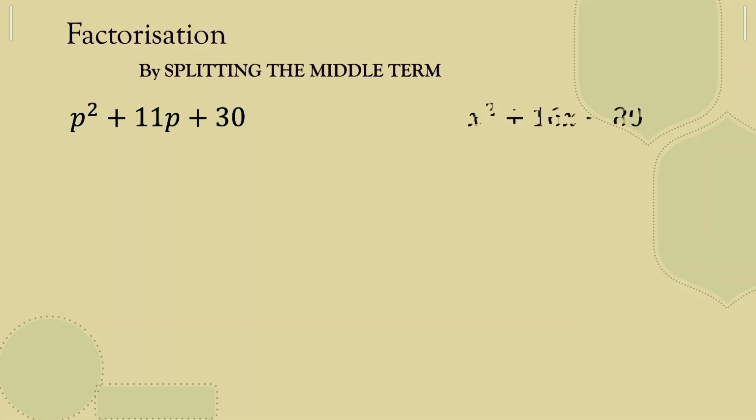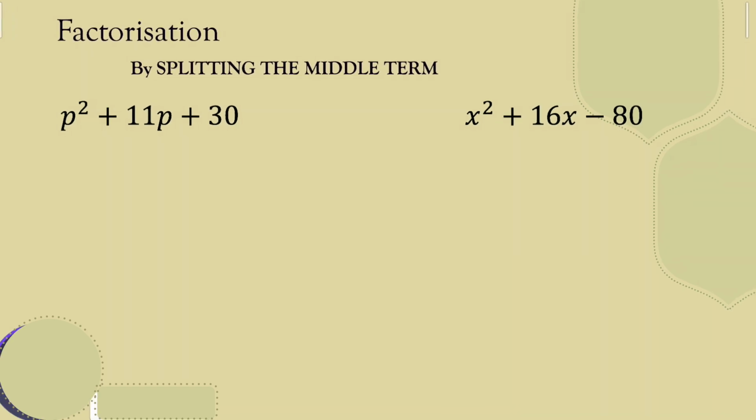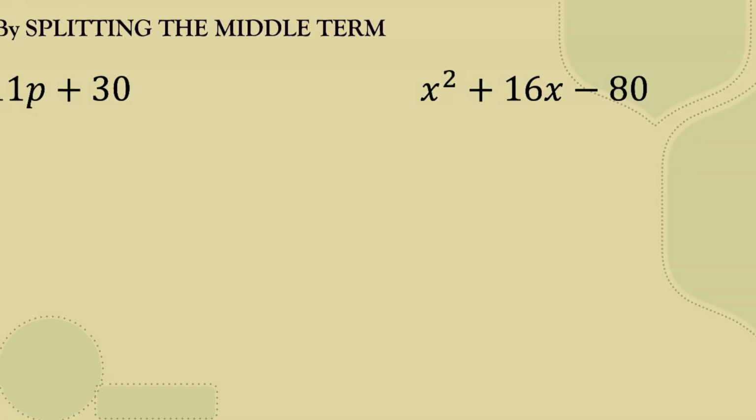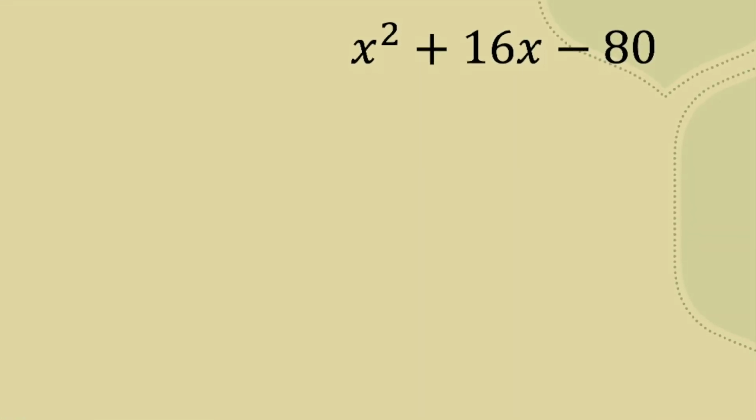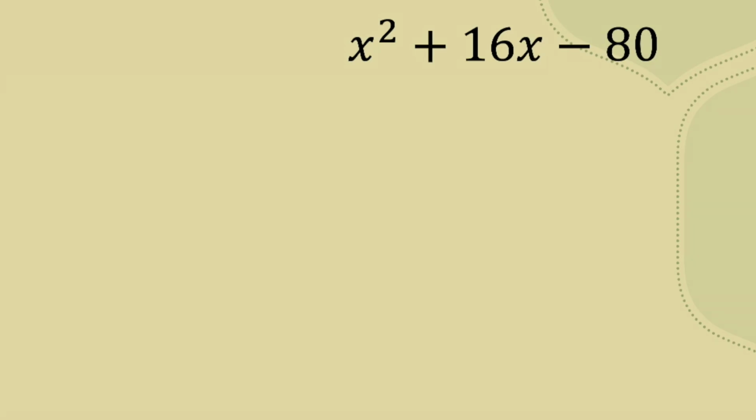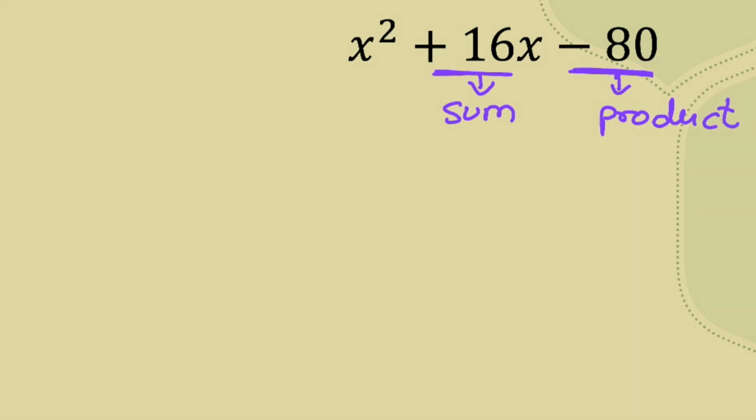Another example, x square plus 16x minus 80. First check the arrangement of the terms: highest power first, then one power less, and then one power less. So your middle term is the sum, last term is the product. You have to get two numbers whose product is negative 80 and the sum is positive 16. You can check in rough factors of 80.